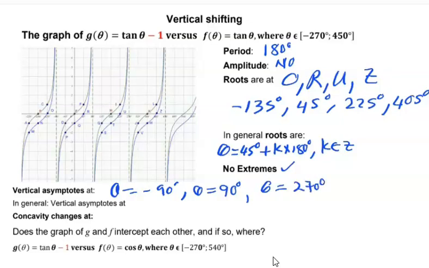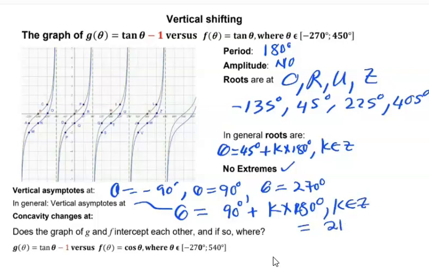So the vertical asymptotes, the general formula for that is theta equal to, again, if we take a number like 90 degrees and we just add a multiple k times the period, 180 degrees, where k is an element of Z, then I can again write it as 2k plus 1 times 90 degrees, where k is an element of Z. The concavity changes now at the points N, Q, T, and W.